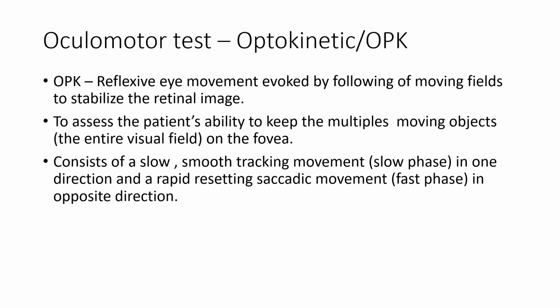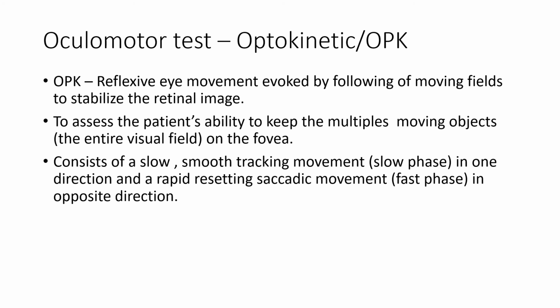Now we go to the third subtest of the VNG. It is optokinetic, or OPK. OPK is a reflexive eye movement evoked by following moving fields to stabilize the retinal image. In our daily life, for example, when we're riding in a car while the car is moving forwards, we look out the window. Through the window, we are able to see the objects outside clearly. This is when the OPK movement is normal.